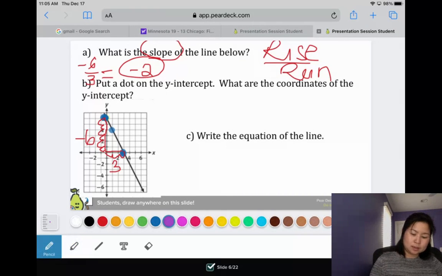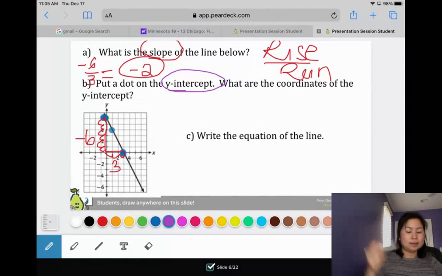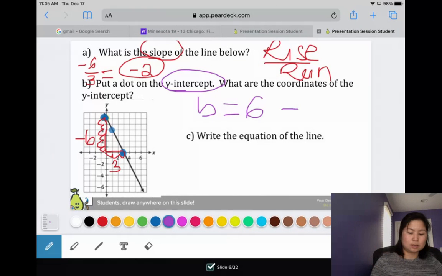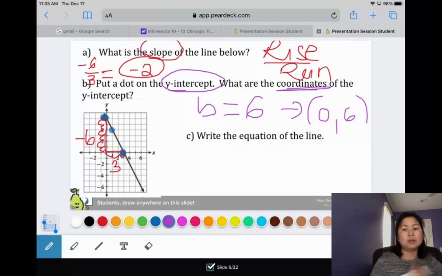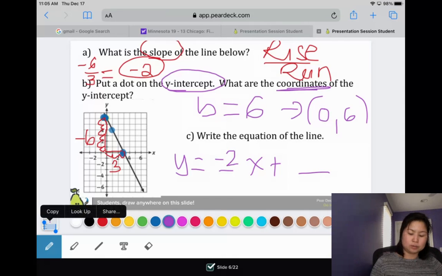Okay, the y-intercept is something that you must know. It is the point on the y-axis, which in this case is 6. When I ask for the coordinates, I mean 0, 6. That's what I mean by coordinates. Give me the ordered pair. The equation, like I said, we use a template. Just fill it in. We already have the slope, which is -2, and we have the y-intercept, which is 6.